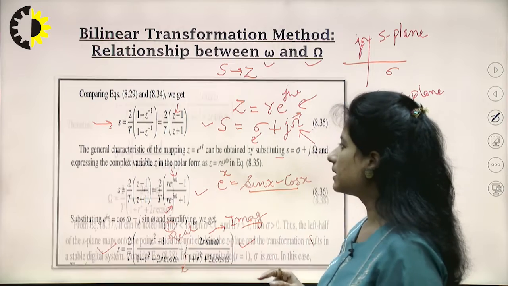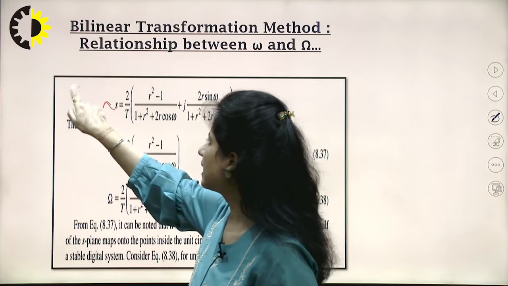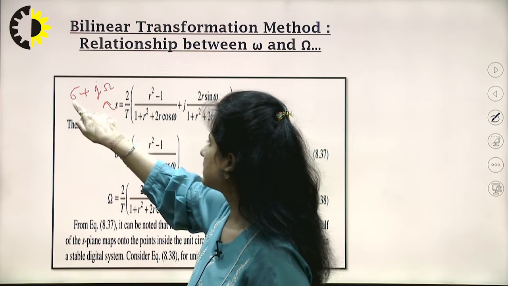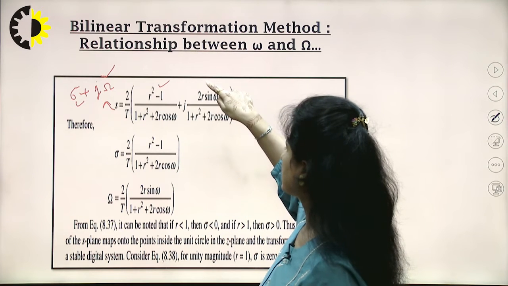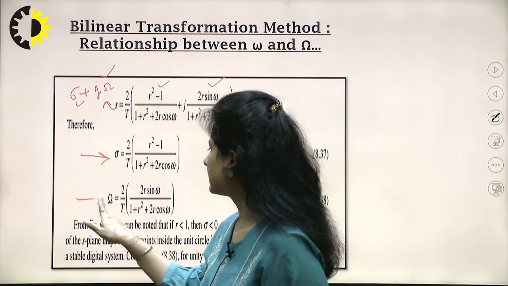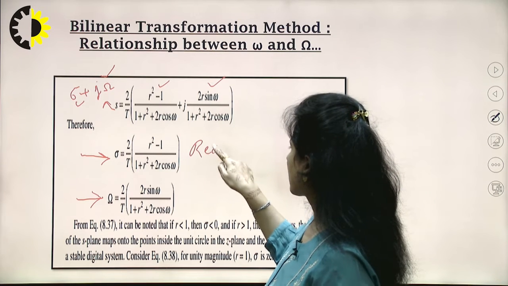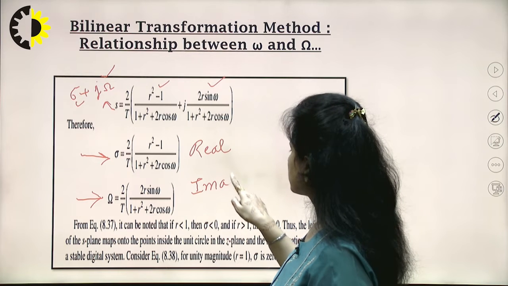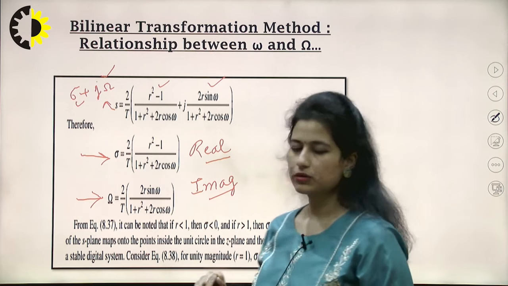So I need to simply equate these two equations, as when I represent my s as sigma plus j omega, then sigma represents this section and this angular frequency represents this section. So from this representation, I have made the realization of two parts, that is the real one and the imaginary one. And from these two sections, we would have certain important conclusions which would give me useful information about this bilinear transformation.